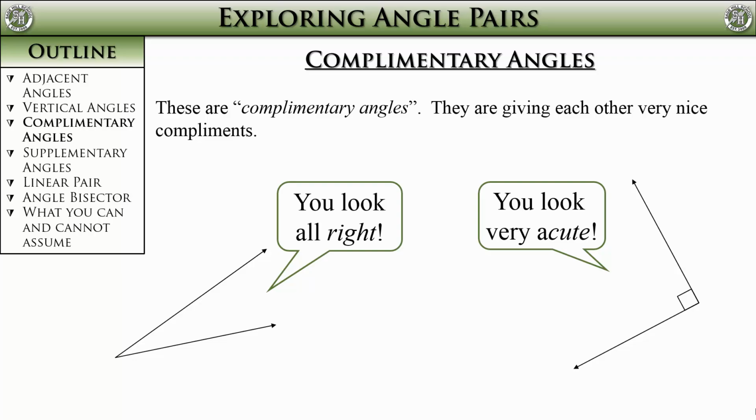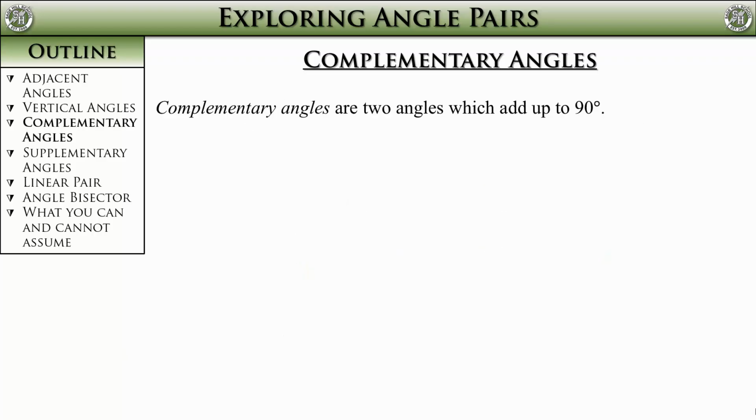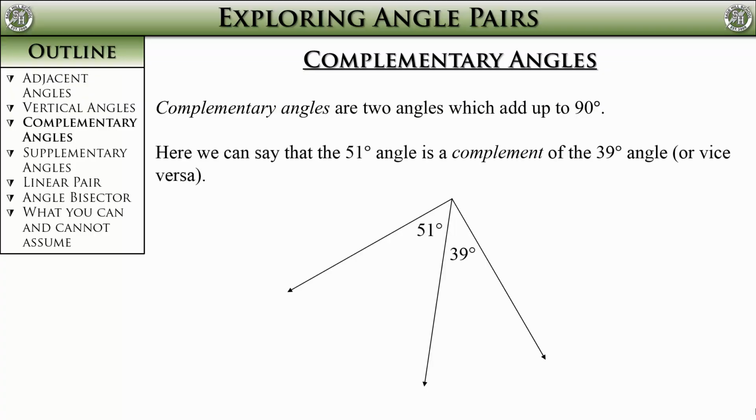So now let's change it to the way it should be spelled. That's better. Now complementary with an E is a whole different beast. One letter makes quite a bit of difference. Complementary angles are two angles which add up to 90 degrees. Like this. Since these two angles are complements, we can also say the 51-degree angle is a complement of the 39-degree angle, while the 39-degree angle is a complement of the 51-degree angle. It's just a different way to talk about the same idea.